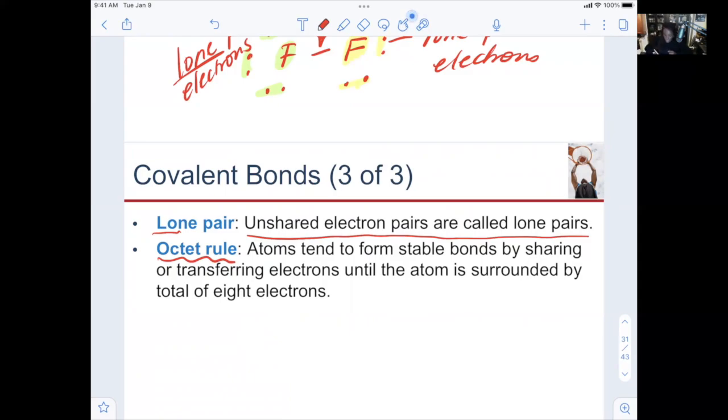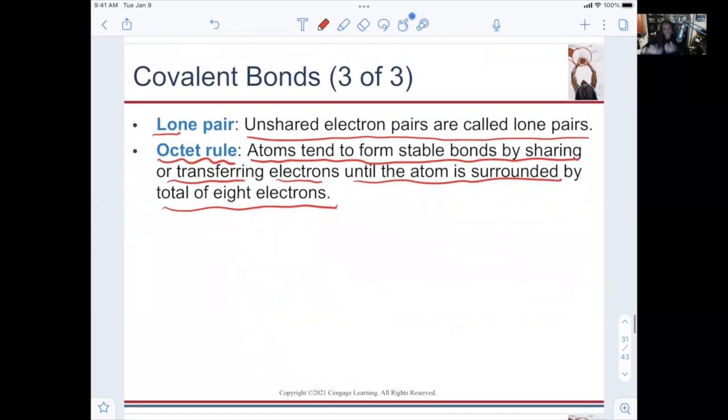So what does this rule say? It says, in general, and of course with every rule in chemistry you have an exception, atoms tend to form stable bonds by sharing or transferring electrons until the atom is surrounded by a total of 8 electrons, okay? Let's try to break this rule down so we can see what's being communicated here.